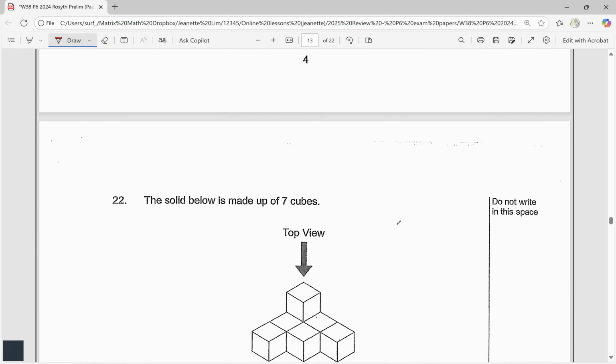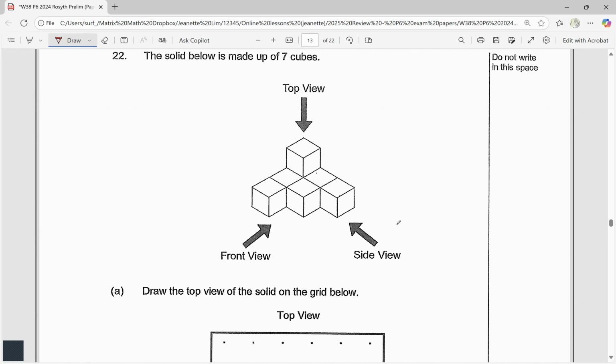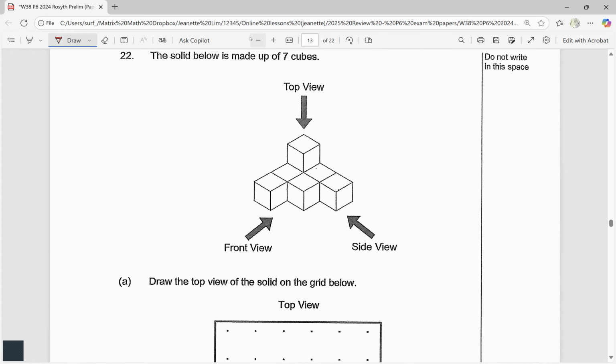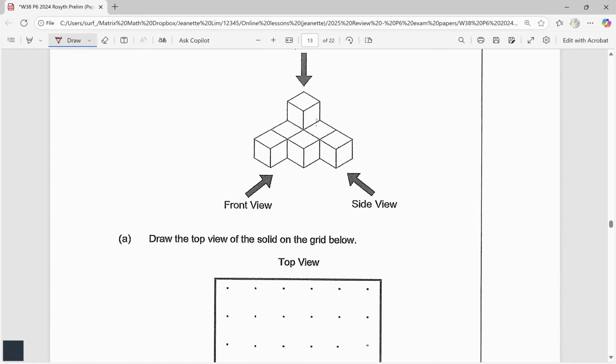Question 22. The solid below is made up of 7 cubes. So, to draw the top view, take note that for the top view, you should always start from, imagine you're standing from the front and then you look down. Okay, standing from the front, not from the side. Standing from the front here and then you look down. To your left would be this tree.